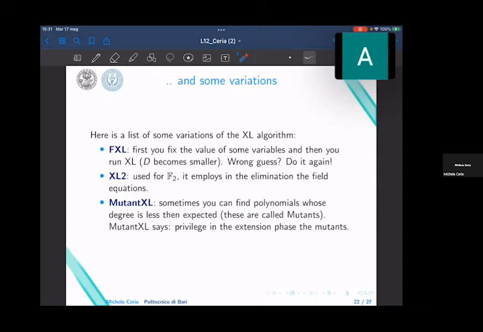XL2 instead is using F2, and the difference is that in the elimination you use the field equations. In mutant XL, sometimes you can find polynomials whose degree is less than expected, called mutants, and the idea is adding them to the system and privileging them in the extension phase of the system.